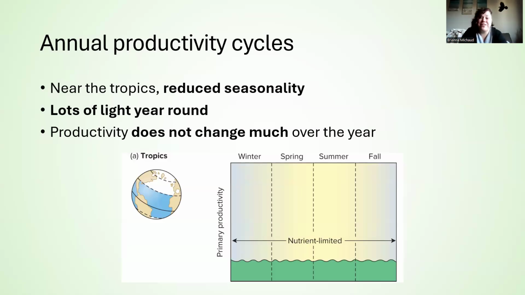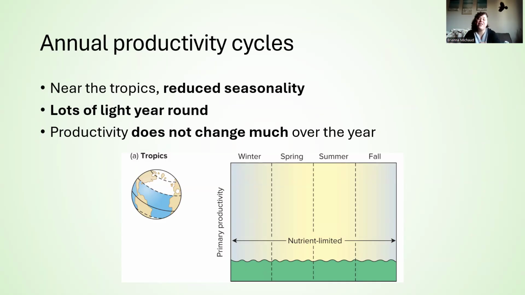So there are some differences between the productivity cycles at the temperate area, near the equator, and near the poles. First we'll look at the tropics, the area near the equator. Here, there's much less seasonality. It's pretty much just warm and sunny all the time, if you recall how seasons work. So there's lots of light year round, and not much seasonality.